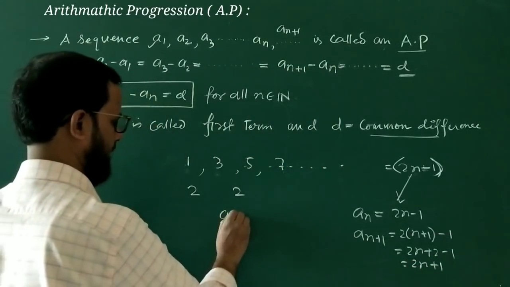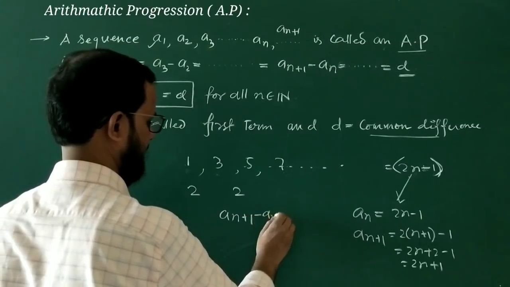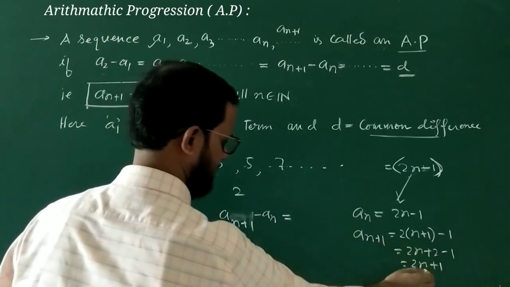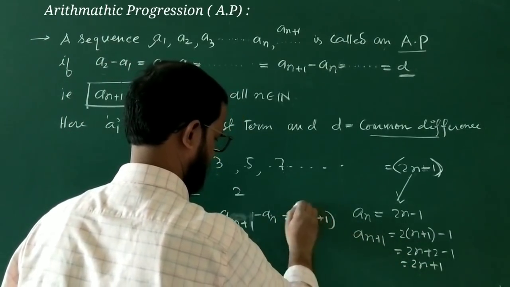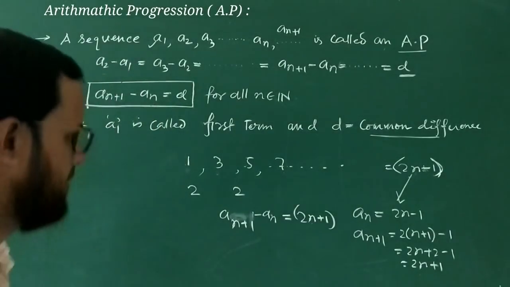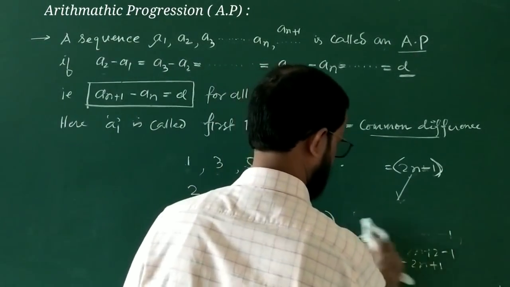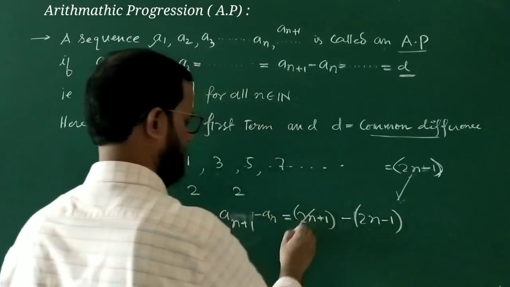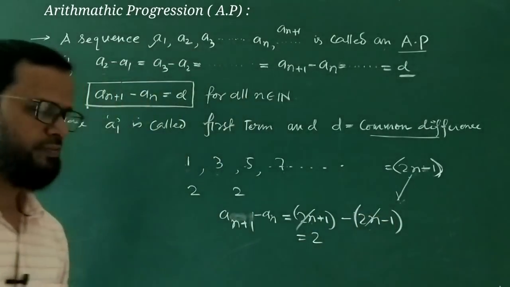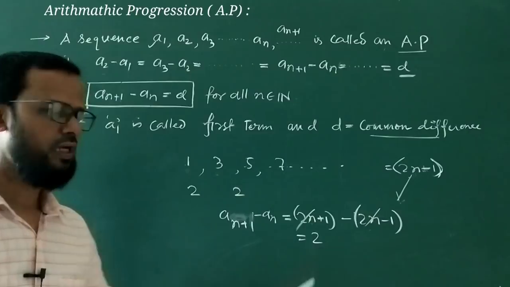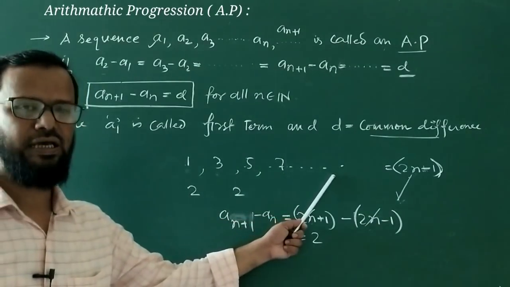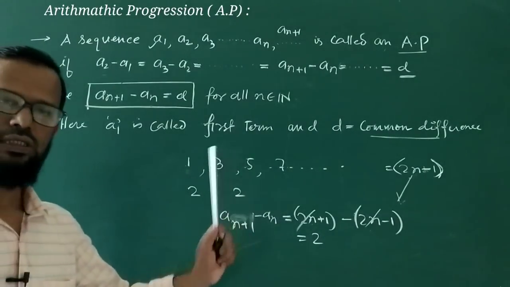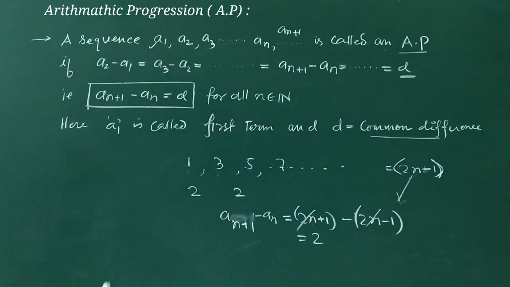And therefore what will a(n+1) minus an be? Twice n plus 1 minus an, which is twice n minus 1. Finally this cancels. The difference is equal to 2. That means the difference between two consecutive terms is 2, and therefore it is an arithmetic progression. So if the difference between two consecutive terms is always 2, then it is an arithmetic progression. This is an example of an arithmetic progression.